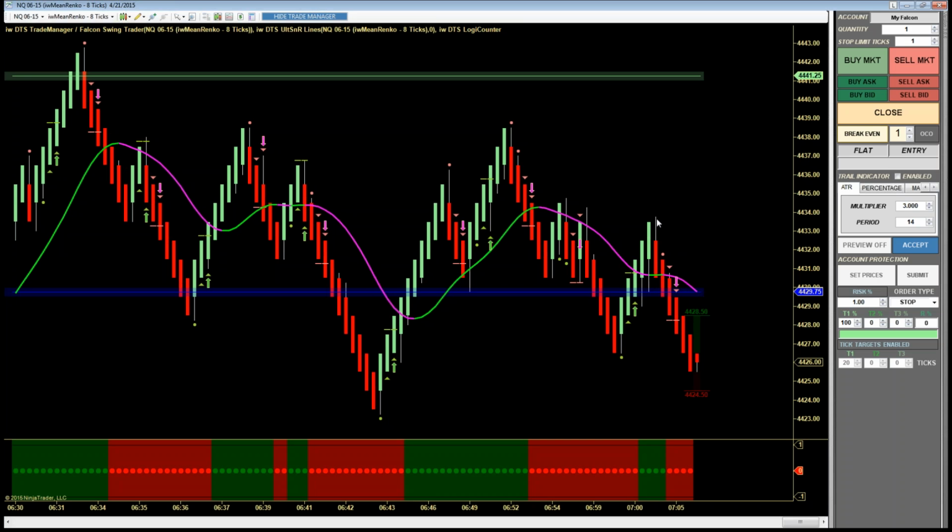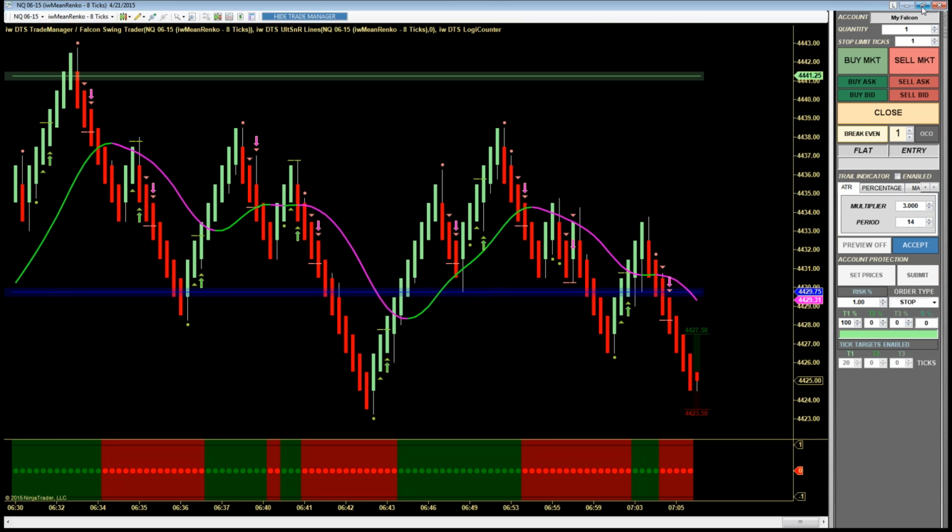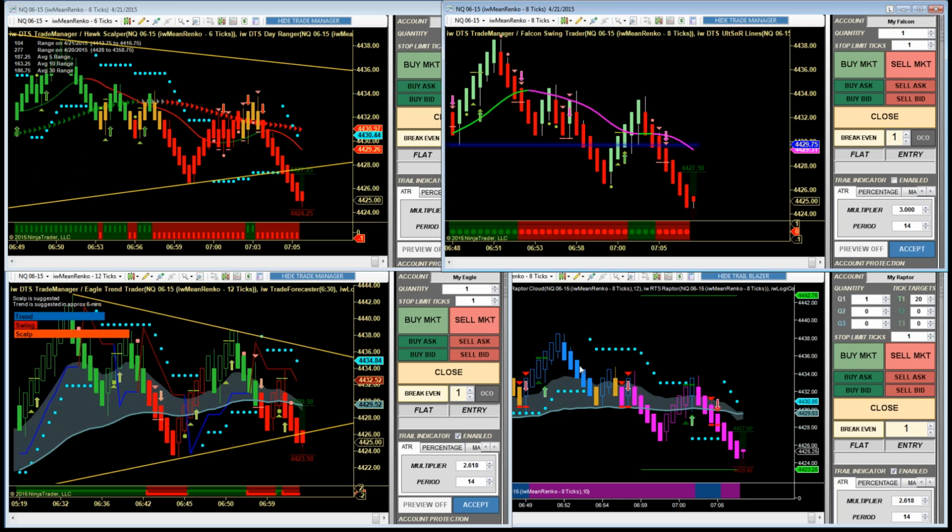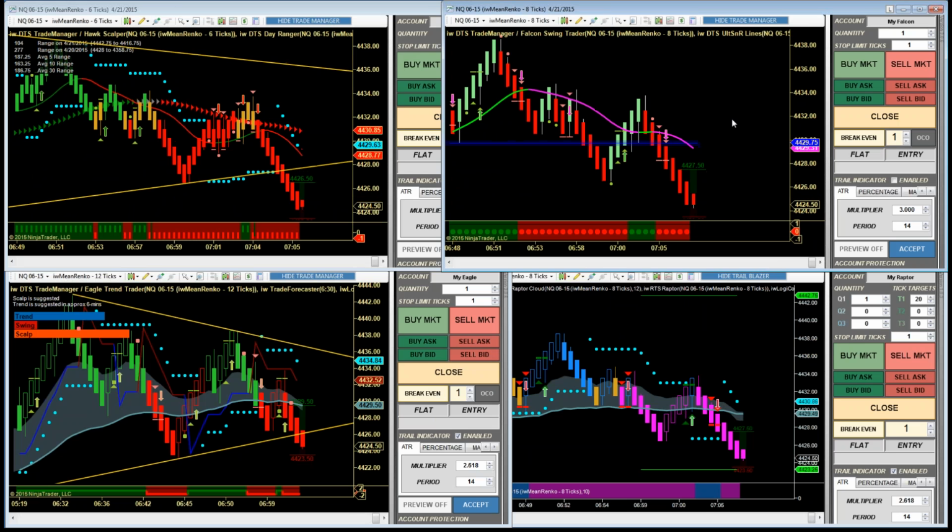What happened here is this bar got a tick too high and changed the trend line color. Let's see if we can grab that off something else. Nope, not at the moment.